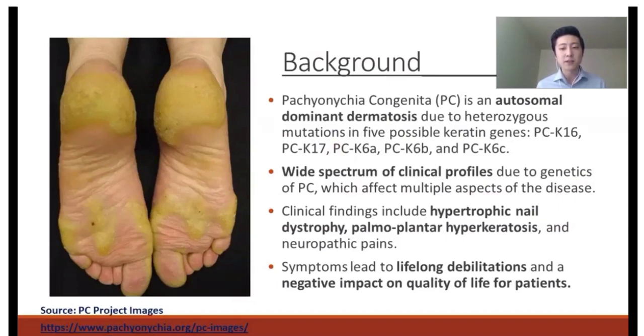The genetics of PC are complex and affect multiple aspects of the disease, including symptom severity and age of onset. Because of this, there is a large spectrum of possible clinical profiles and a wide range of clinical findings, including hypertrophic nail dystrophy, palmar plantar hyperkeratosis, pilosebaceous cysts, and neuropathic pain. These symptoms lead to lifelong debilitations and a negative impact on quality of life for patients due to severe pain and susceptibility to infection.